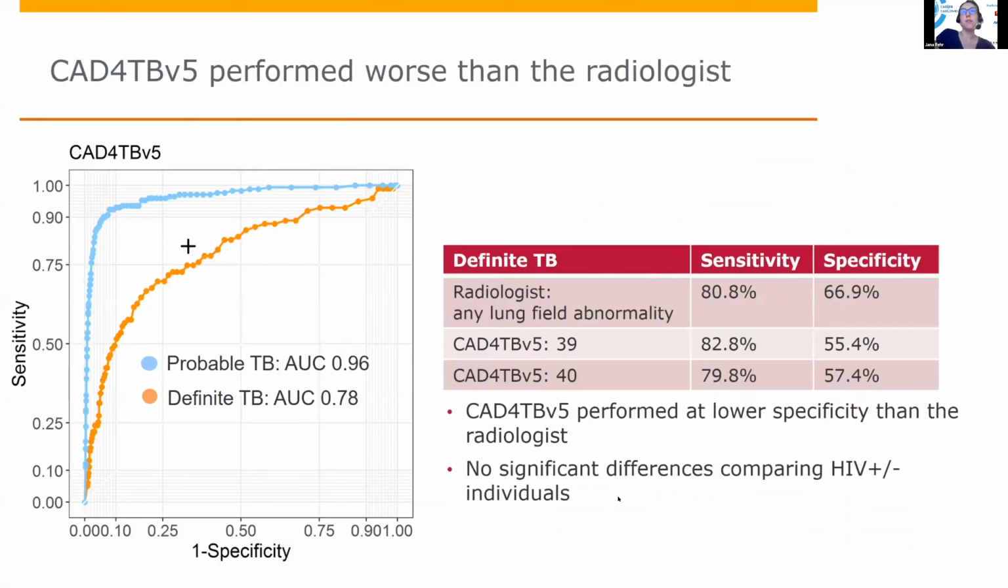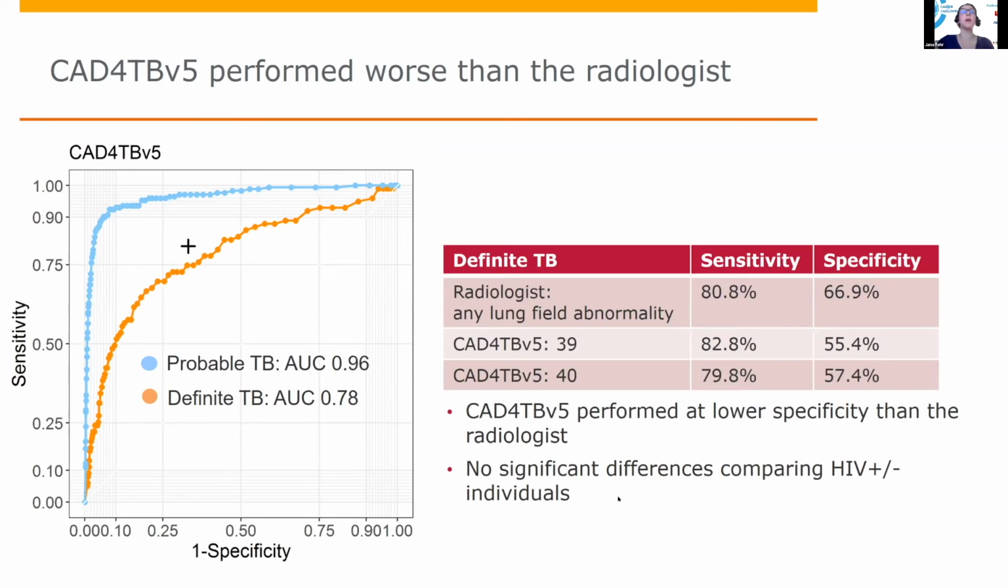We also assessed the performance of CAD4TB version 5 to identify definite and probable TB. And we found that CAD4TB version 5 had excellent performance to identify probable TB, here marked in this light blue curve. But the ability to identify definite TB was lower. And we also compared how many definite TB cases the radiologist would have captured by indicating lung field abnormality, and that was at a sensitivity of 80.8% and a specificity of 66.9%.